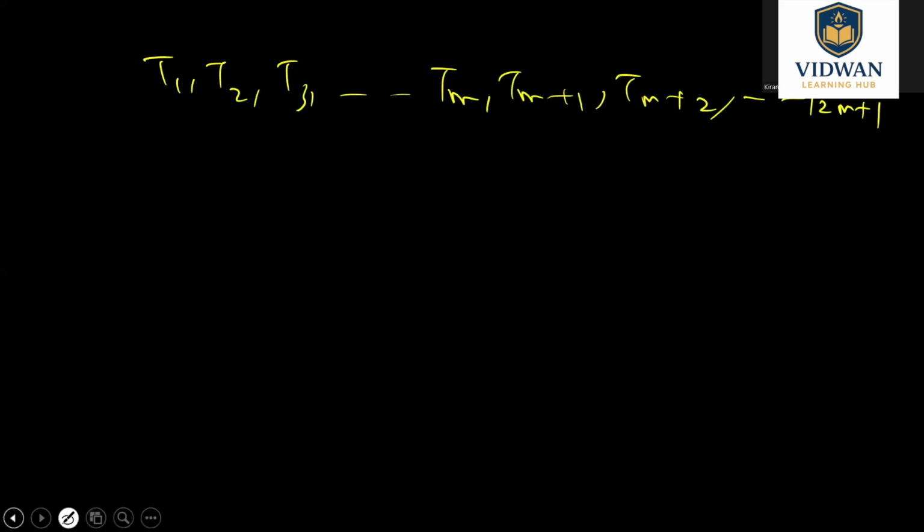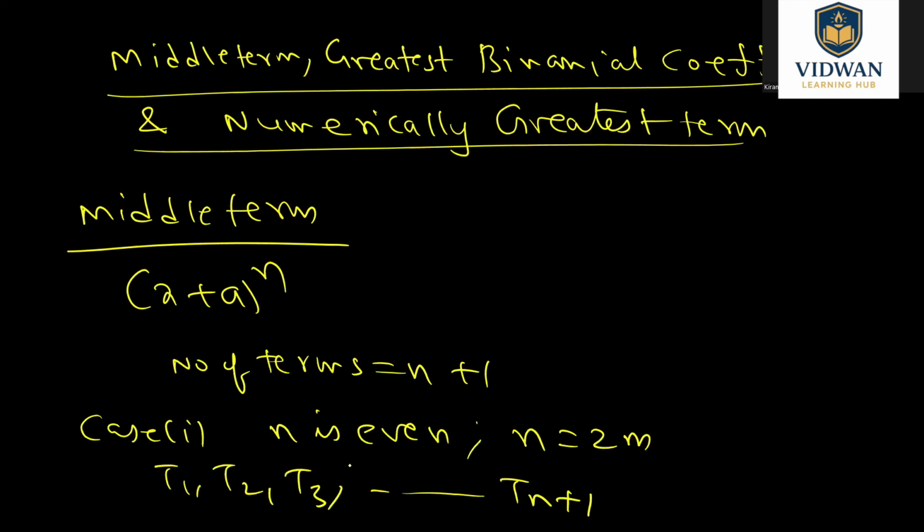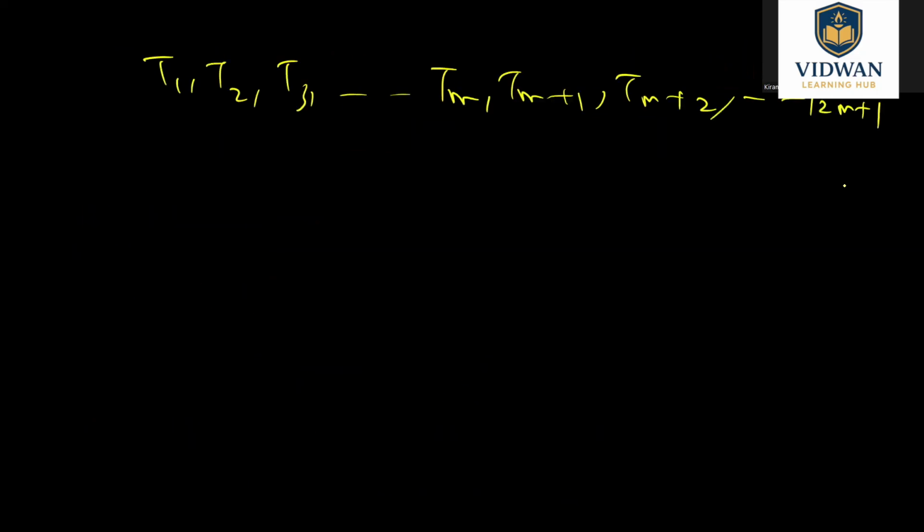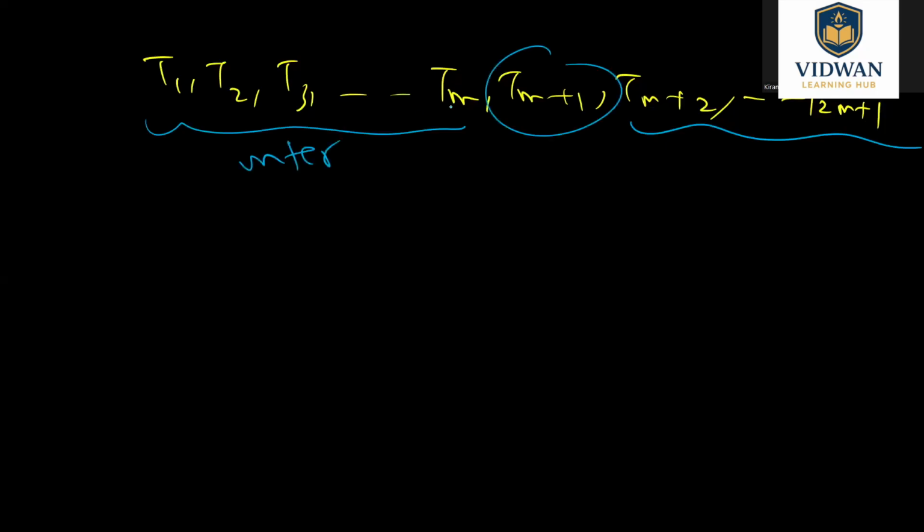In terms of n, the number of terms is n + 1. In terms of m, the number of terms is 2m + 1. So if 2m + 1 terms are there, you have m terms from the beginning, m terms from the ending. So there are m terms here, m terms here, and in the middle, you have one term. So total 2m + 1 terms are there. This is the middle term. So whenever n is an even number, there is only one middle term.